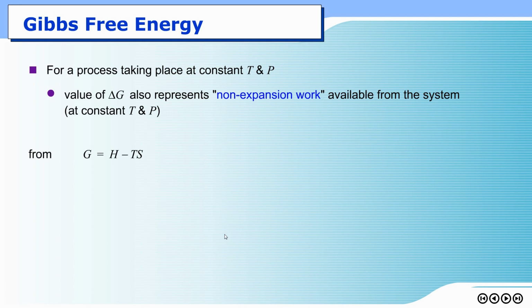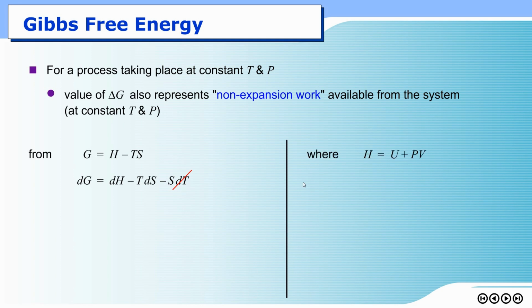From the definition of Gibbs free energy, G is H minus TS. If you take the derivative, dG would equal dH subtracted by TdS and SdT, because when you take the derivative of the product, you get TdS and SdT. The minus sign here goes in front of these two terms. dT will be 0 if the system's temperature is constant. So under this assumption of constant temperature, dT will be 0.